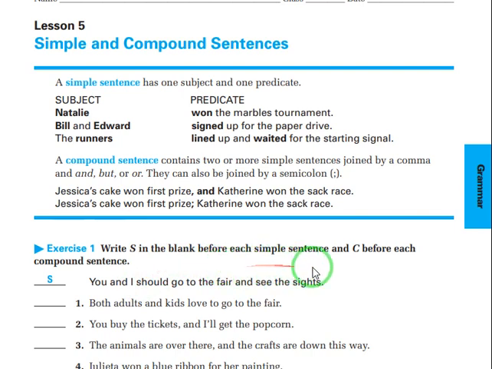Write S in the blank before each simple sentence and C before each compound sentence. The example is, you and I should go to the fair and see the sights. First thing I have to do is to look for the conjunction. Where's the conjunction? Here I have and, here I have and. But if I say you, it's not a complete sentence. It's not a simple sentence. And if I say see the sights, that is also a simple predicate. There's no complete sentence here. So in you and I should go to the fair and see the sights, we have a compound subject, but a simple predicate.